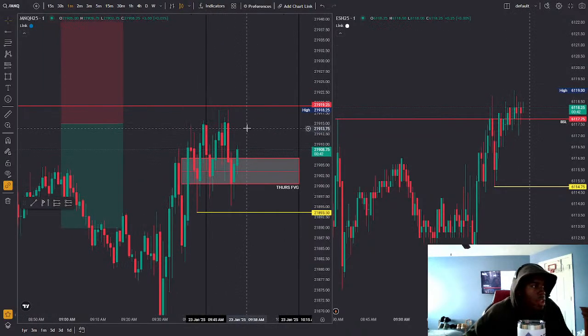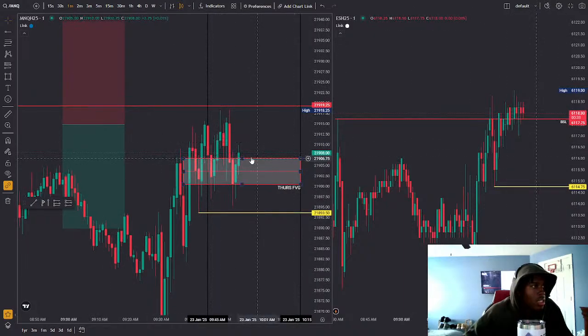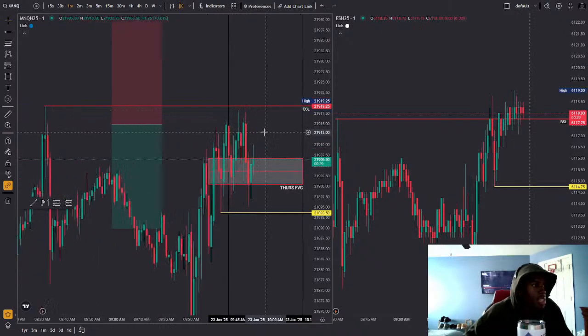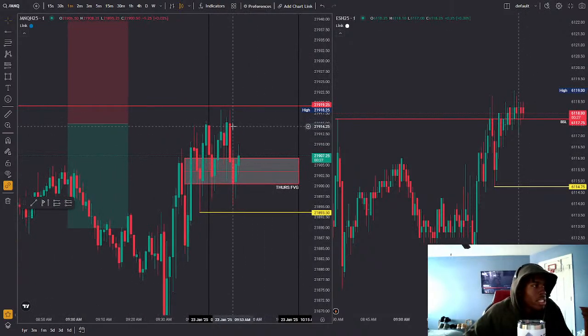Honestly, like this short right here low key looks good, but this is that breaker block right here, but we ain't really. It's not as clear to me. That's why I don't like it, bro. I learned like when it's not as clear to you, don't even take it.